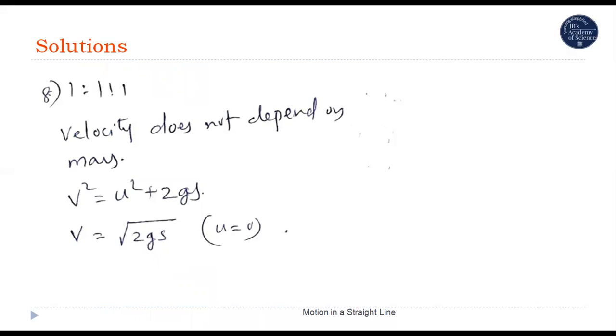8, 1 is to 1 is to 1. Velocity does not depend on mass. v square is equal to u square plus 2gs. v is equal to root 2gs for u is equal to 0. So it does not depend on the mass of the object.